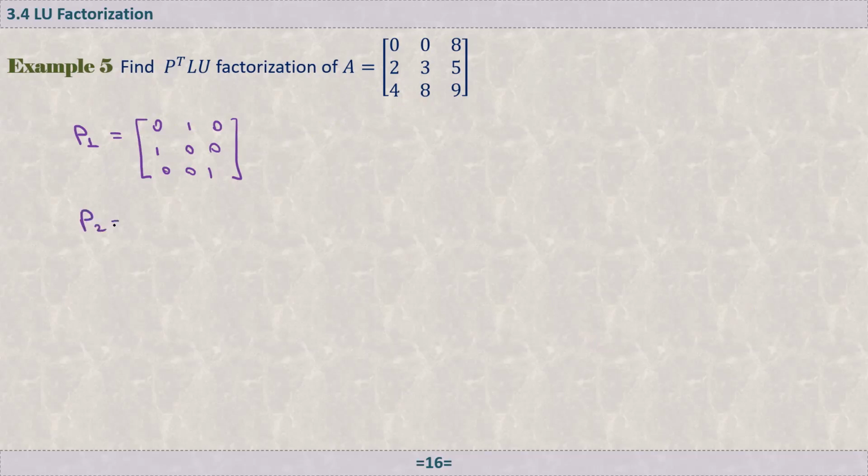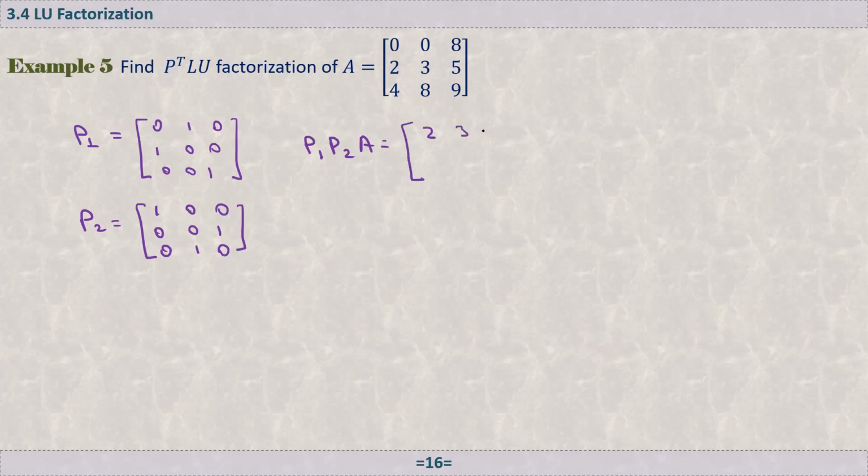So P2 is change the second row with the third row. So that is 1, 0, 0. The second row of identity matrix is, what is it? 0, 1, 0. Third row is here, 0, 0, 1. Right? At the time, if we do so, here we'll have P1, P2A. What we have here? Here we'll have this thing.